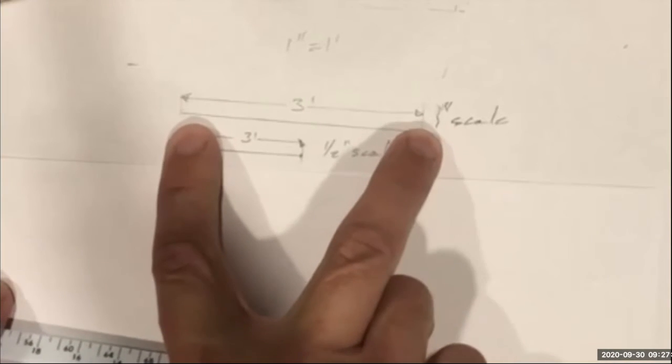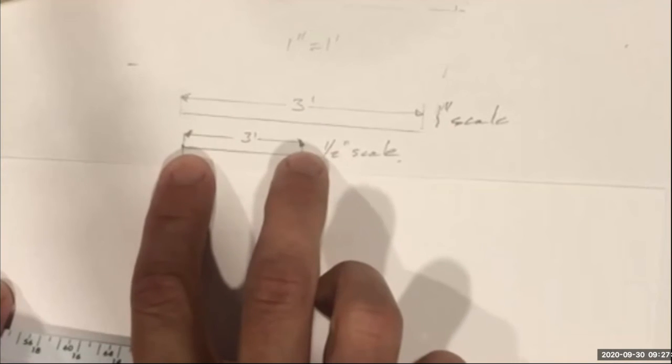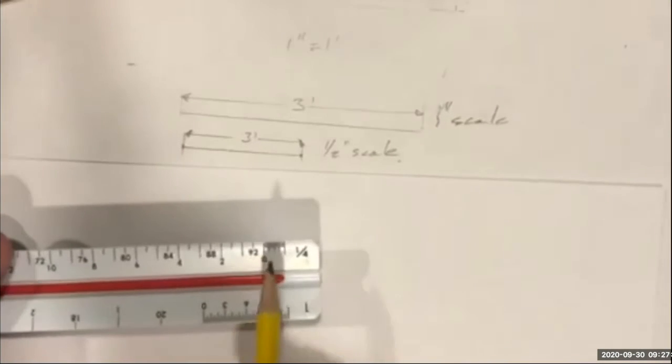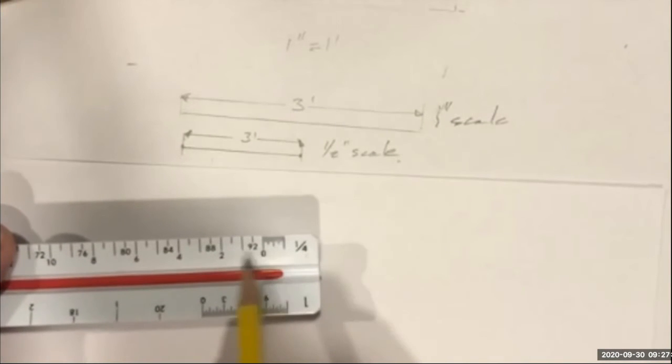Just overlay it on top of that. So here's what 3 feet looks like in a 1 inch scale. 3 feet, what it looks like in a 1/2 inch scale. So let's find 3 feet in a 1/4 inch scale. Well, now it's even smaller.